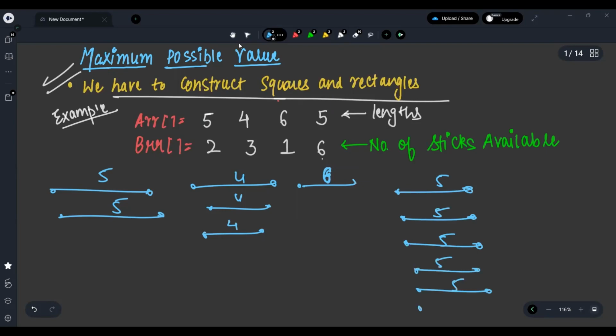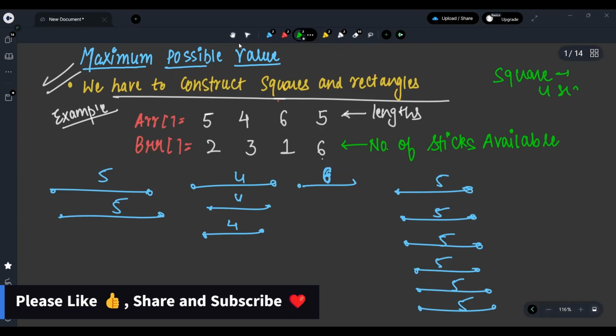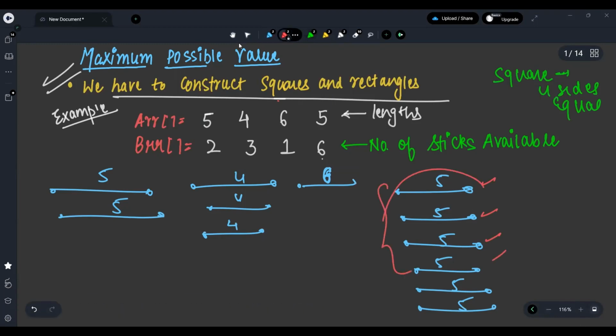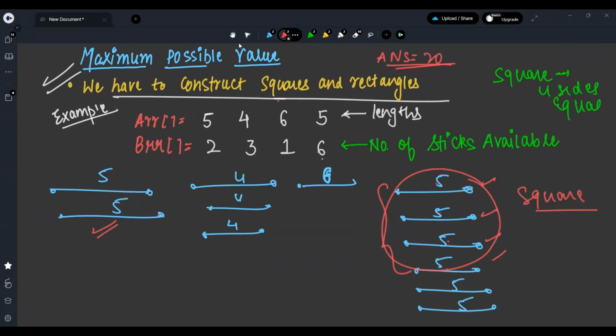If I create a square, a square has 4 equal sides. So I will take these four 5s and create a square: 5, 5, 5, 5. So in the answer, we will add 20 currently. Now, the other lengths cannot be made into a square, because for a square all 4 sides should be equal.